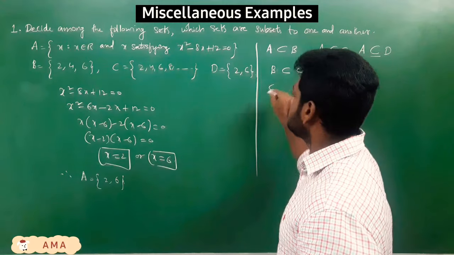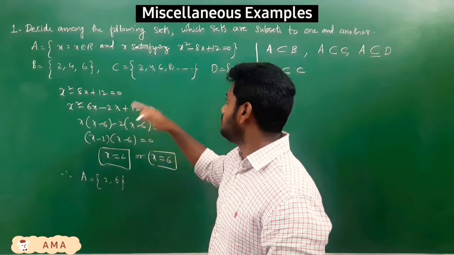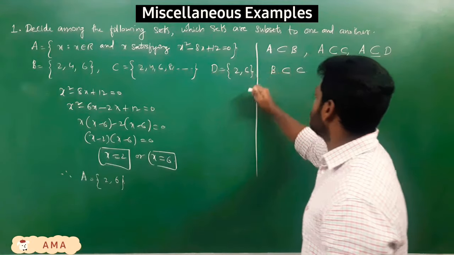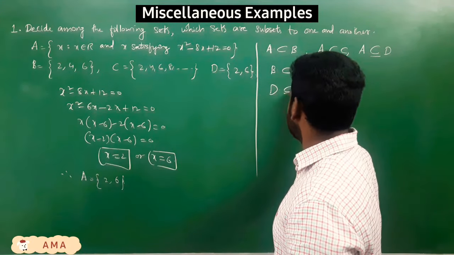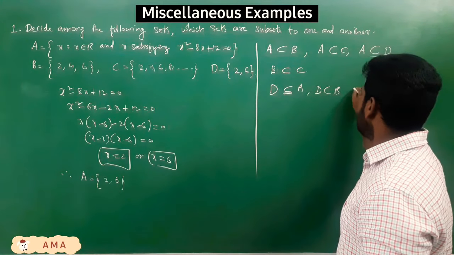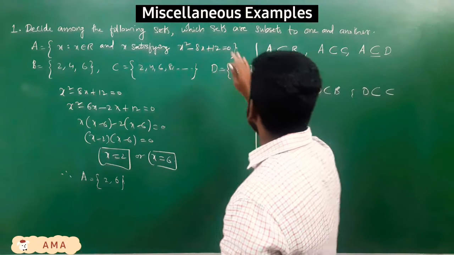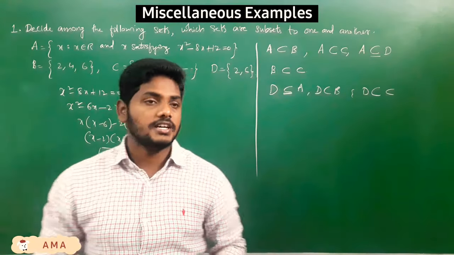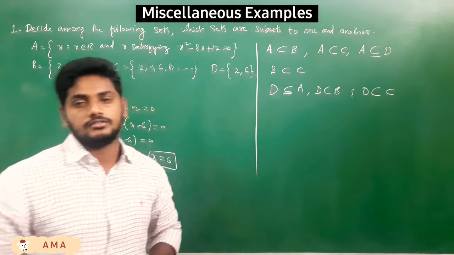When it comes to C, is C a subset of A? No. C a subset of B? No. C a subset of D? No. Now when it comes to D, D is a subset or equal to A, D is a subset of B, and D is a subset of C also. So these are the sets which are subsets to one another. Right? Pause the video and note it down.